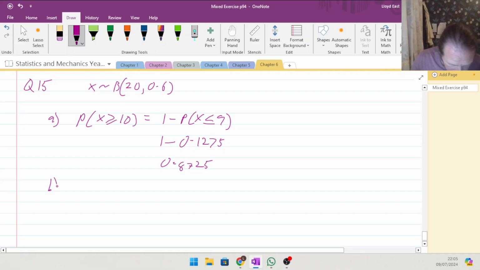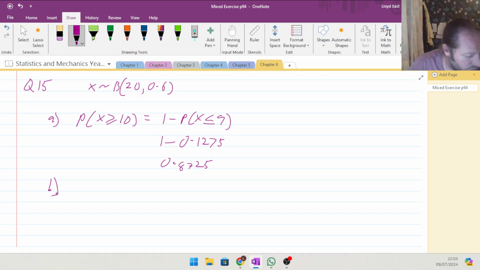Brilliant. Right then, she shoots 12 sets of 20 arrows. Find the probability that she hits the bullseye with at least 50% of her arrows in 7 of the 12 sets of arrows.